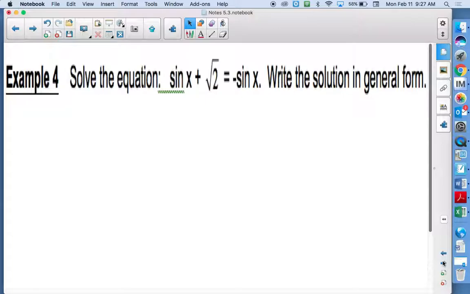For our homework and stuff, do we have to draw pictures? No, as long as you have the work to support it.